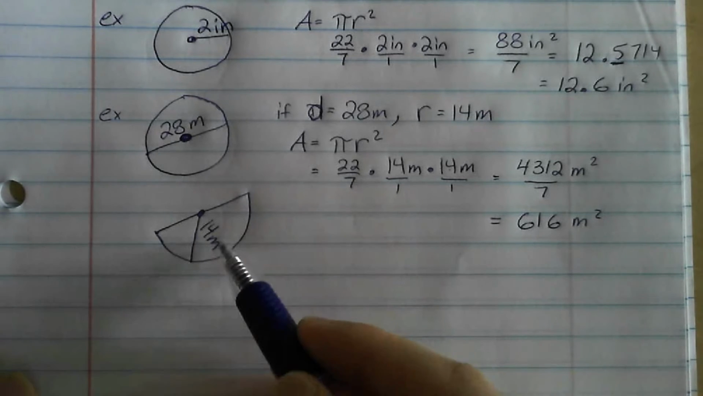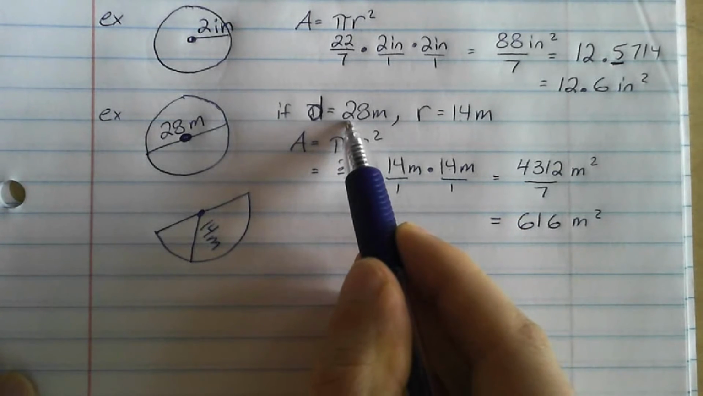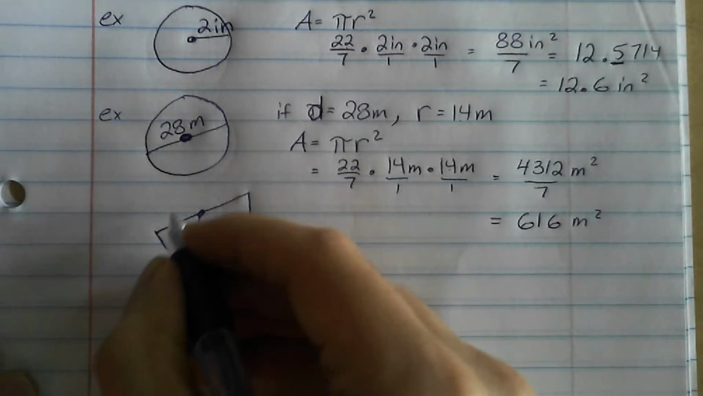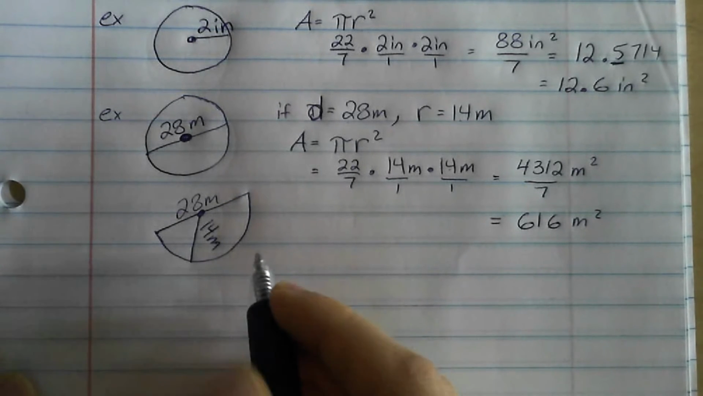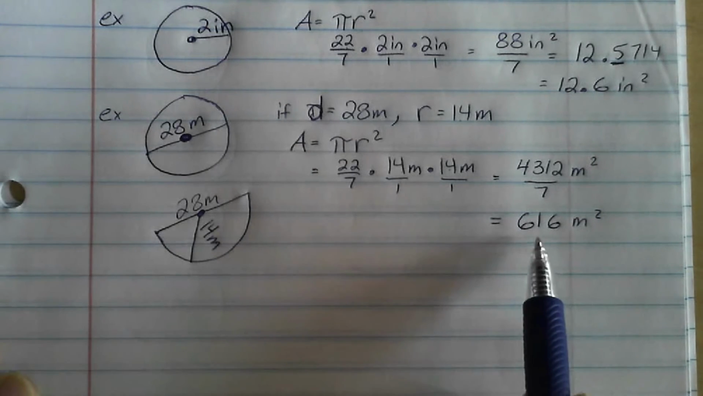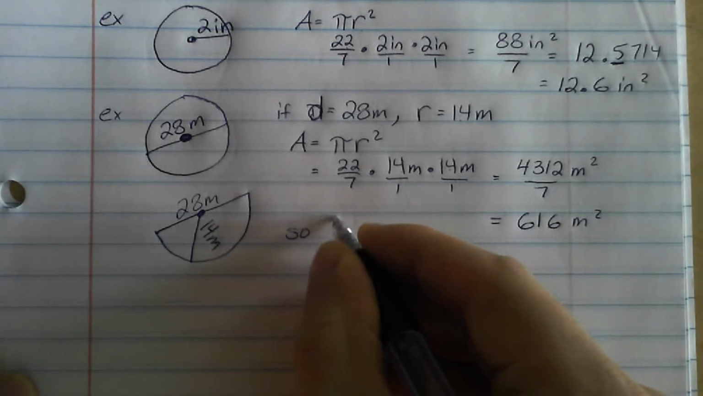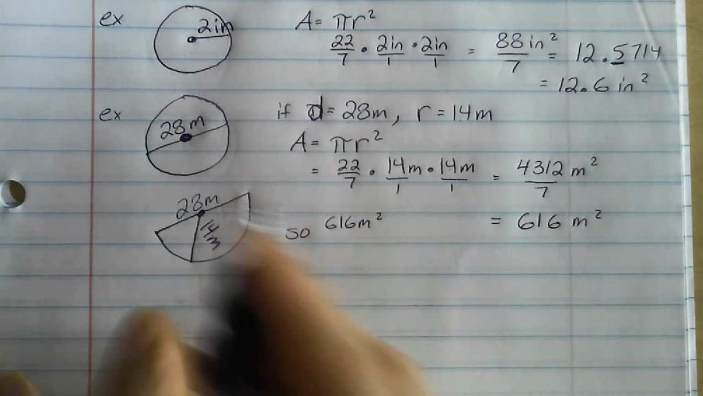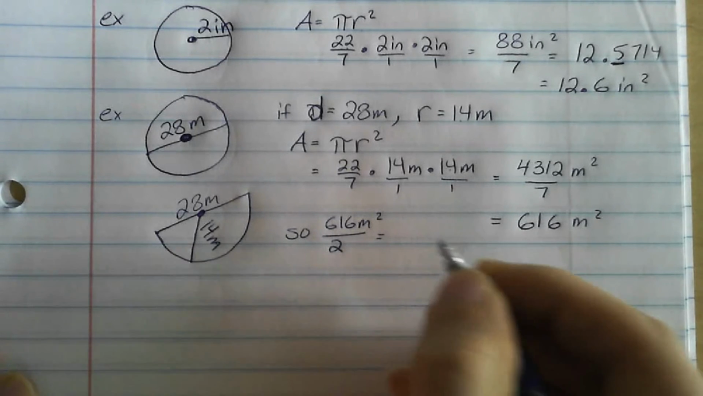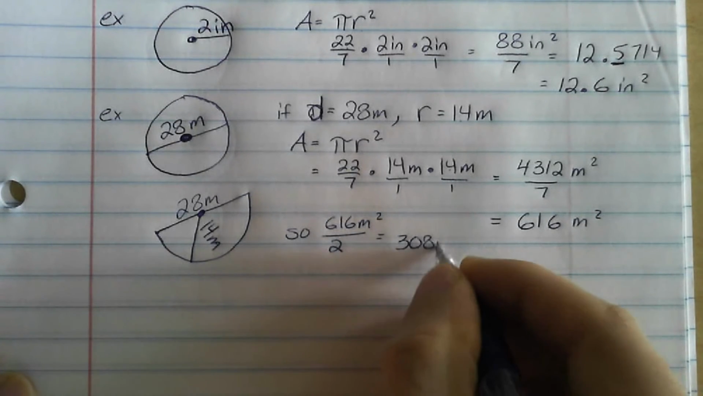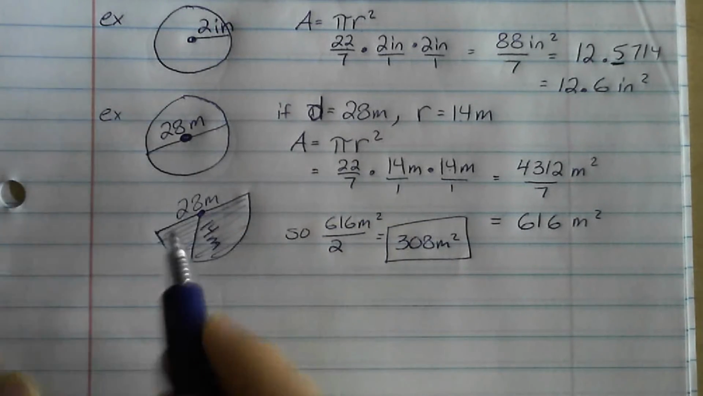Now, hopefully, you're noticing, since this radius is 14 meters, that's the same as a diameter of 28 meters, which is what we just did. We already know the area of a circle with the 28 meter diameter from this work here is 616 meters squared. So, we're going to take the 616 meters squared, which is the area of the whole entire circle if it wasn't chopped in half, and just divide it by 2. And when we do that, we end up getting 308 meters squared. So that would be the area of the semicircle, or half circle of that size.